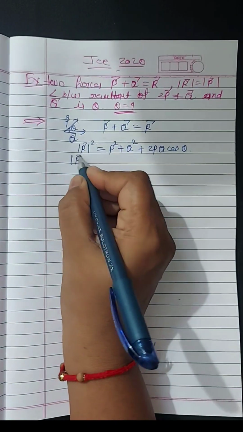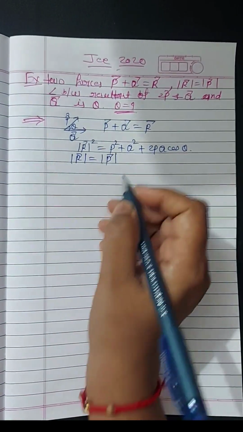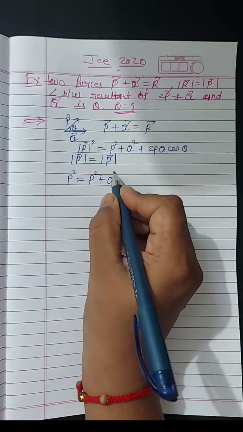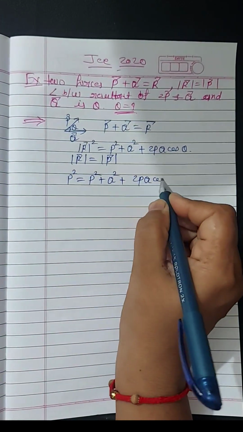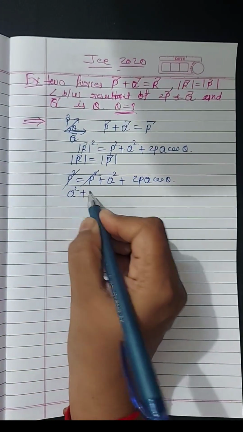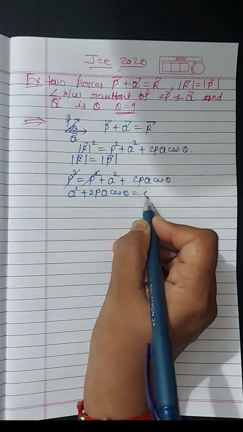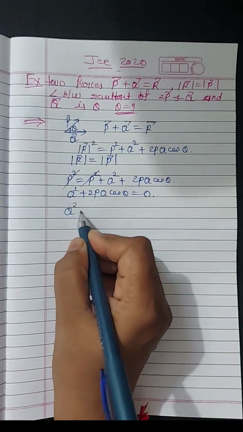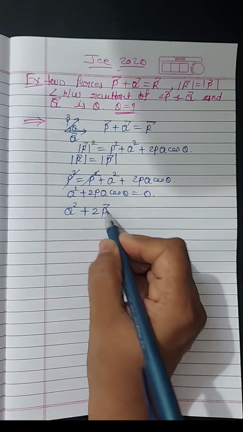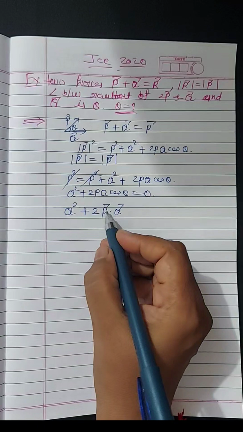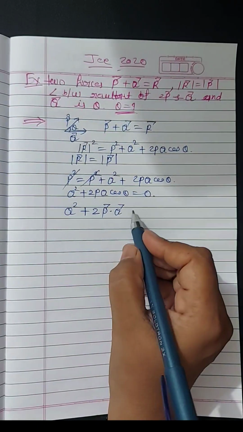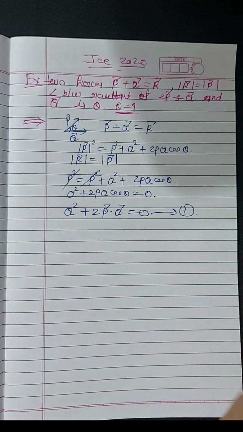Now we know that the magnitude of vector R is equal to the magnitude of vector P. So P square is equal to P square plus Q square plus 2PQ cos theta. P square cancels. So Q square plus 2PQ cos theta is equal to 0. Now see here, 2PQ cos theta is the dot product between P and Q vector. We can write it this way, PQ cos theta. So the dot product between vector P and vector Q is equal to 0. This is my equation number 1.